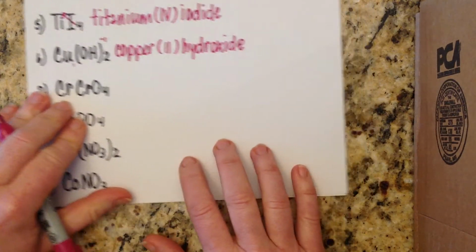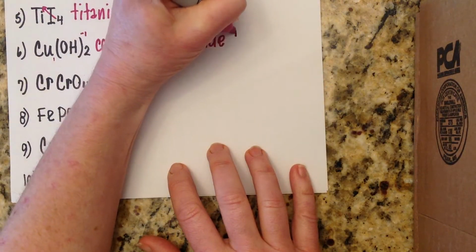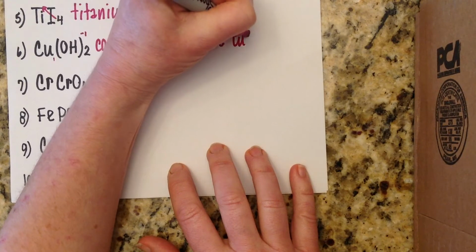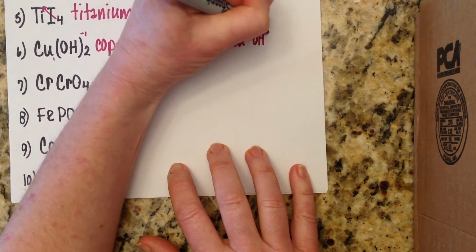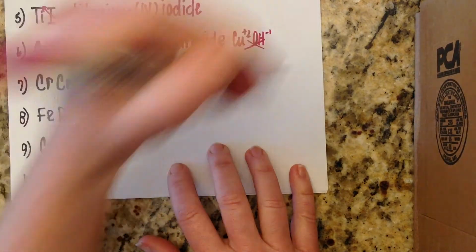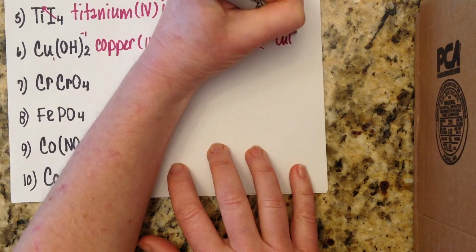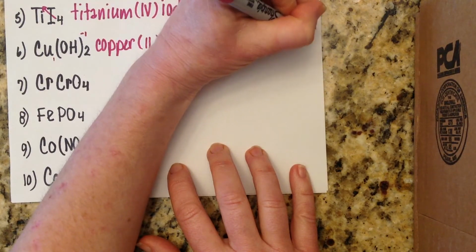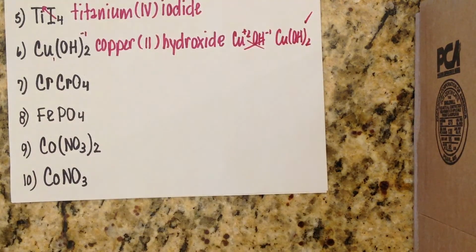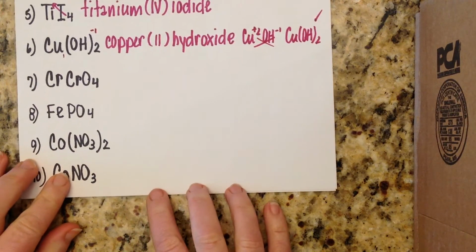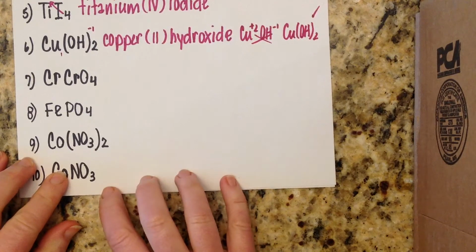Let's check it just to be sure because this one's a little different. If copper is a +2 and hydroxide's a -1 and they crisscross, I'm going to get CuOH2, and I was right. Let's look at the next one.